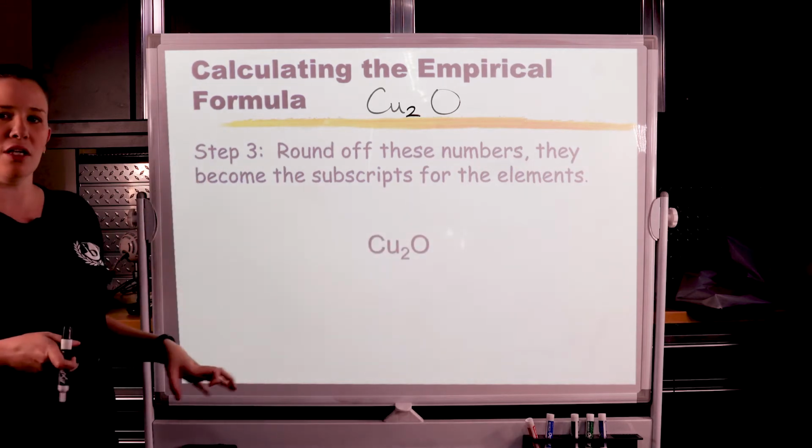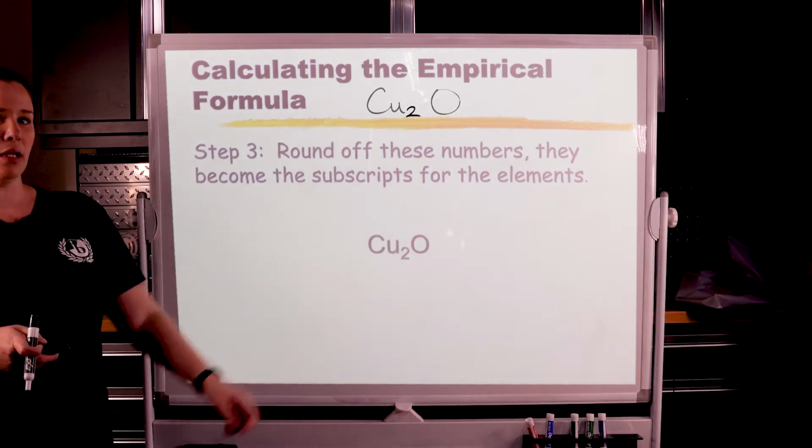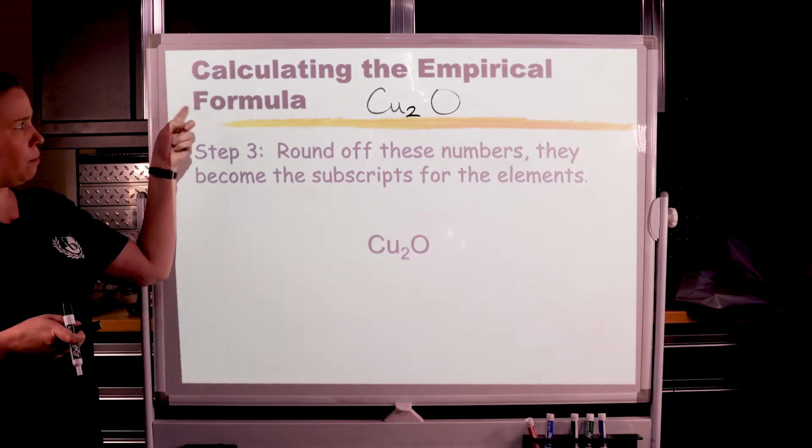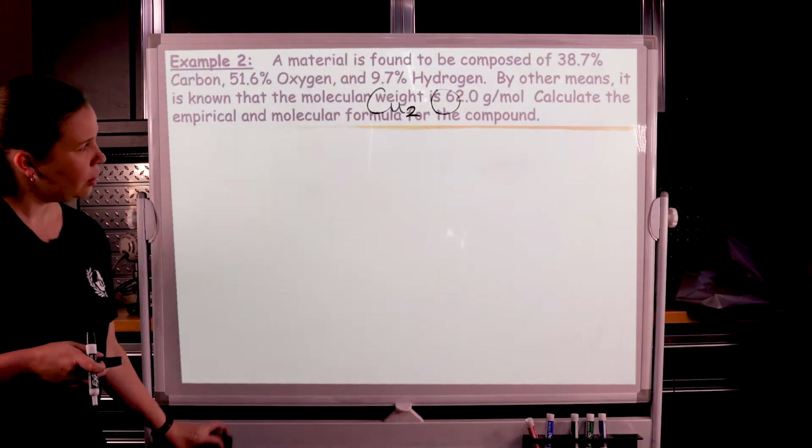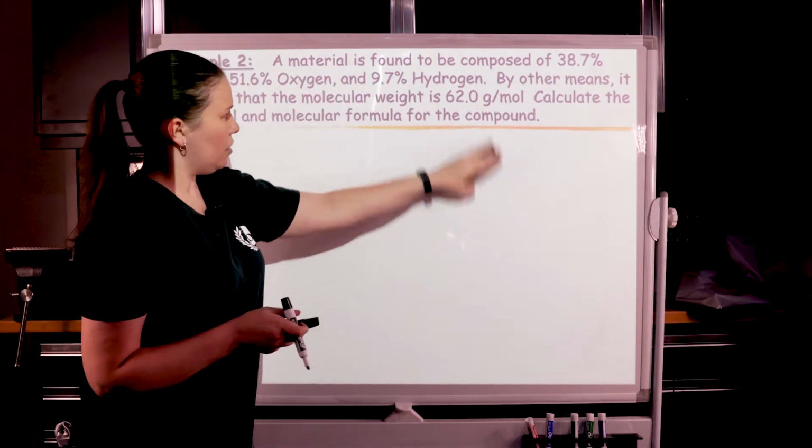We don't have enough information given in this example to take it all the way to the molecular formula. It's just how to get the empirical formula. So let's look at another problem. Notice it gives us a lot more information here.